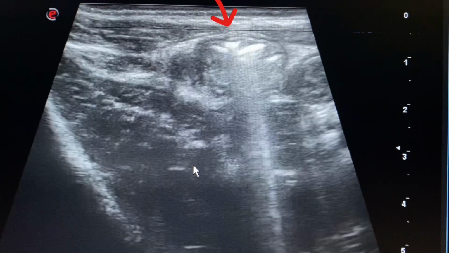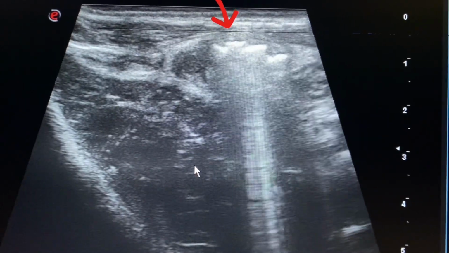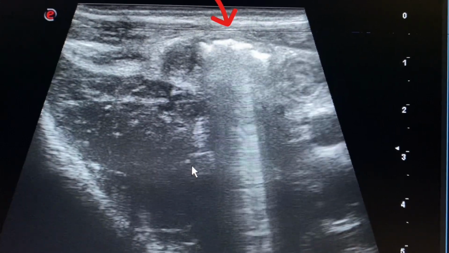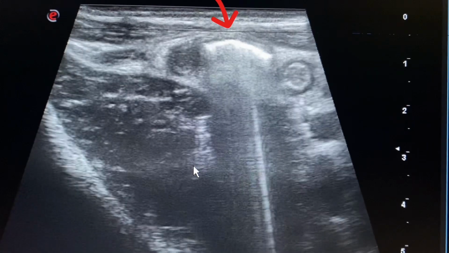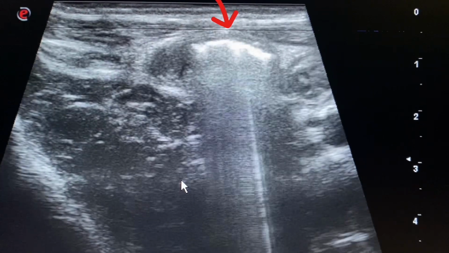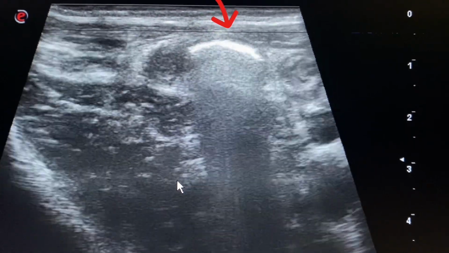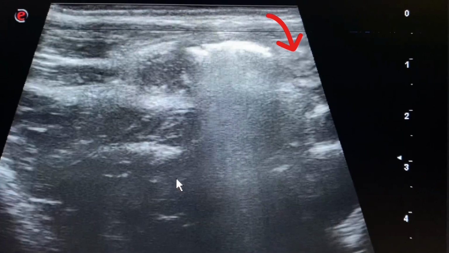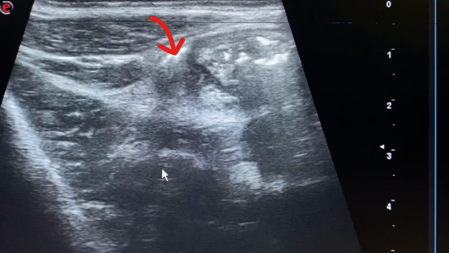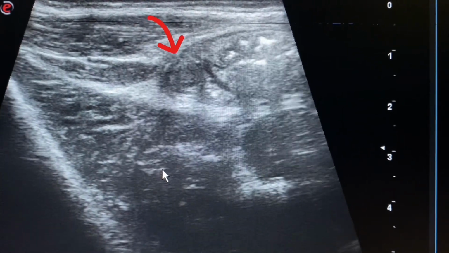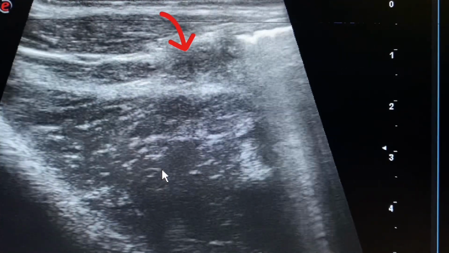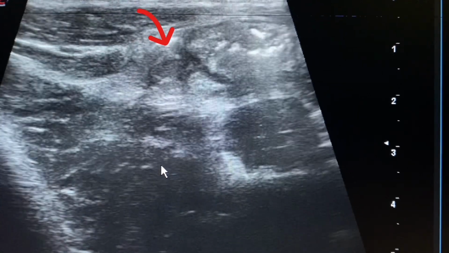Here we are scanning the appendix by fixing a probe at this point and will tilt up and down side to side to search the right iliac region. This is cross-section view of cecum, and here we see at left side distal ileum and at right side we see a small ring-like structure. This could be appendix.